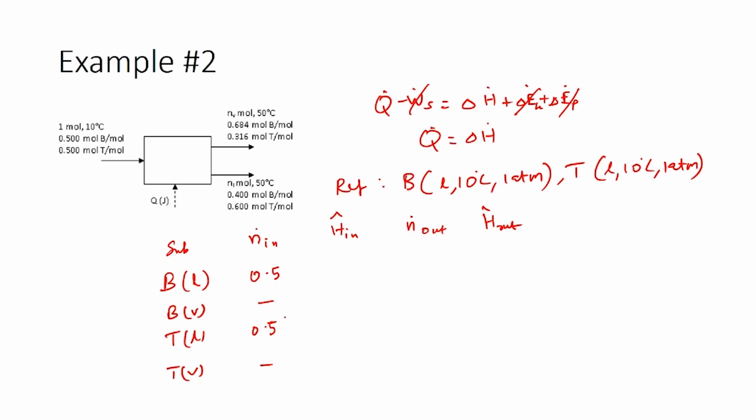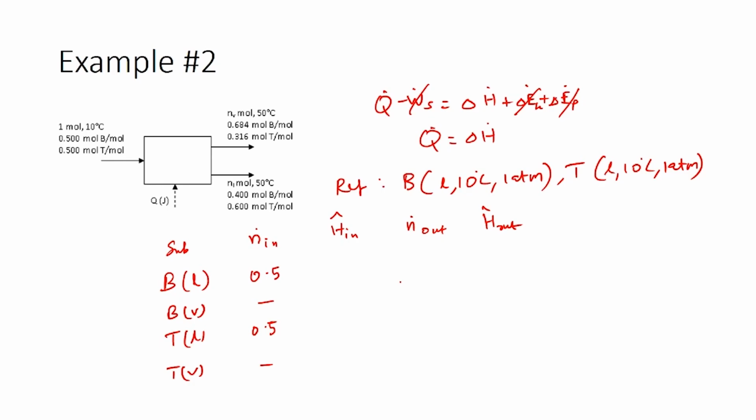So, in the exit streams we need to calculate the number of moles of benzene liquid and benzene vapor using the mole fraction of benzene in the liquid and vapor provided, and also the number of moles of the vapor phase and liquid phase which are entering. So, we will do that. Let us first take the liquid phase.